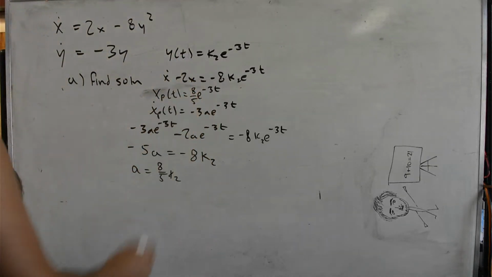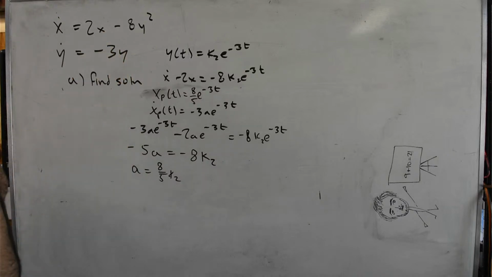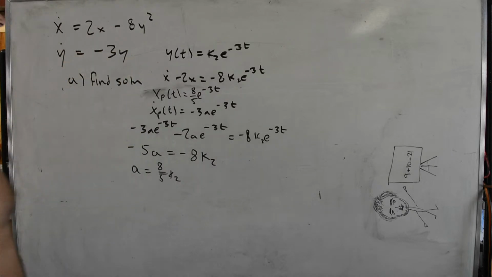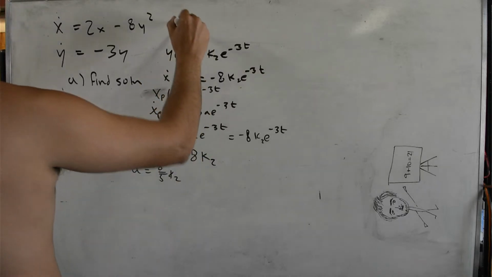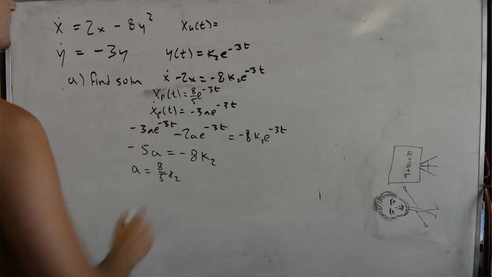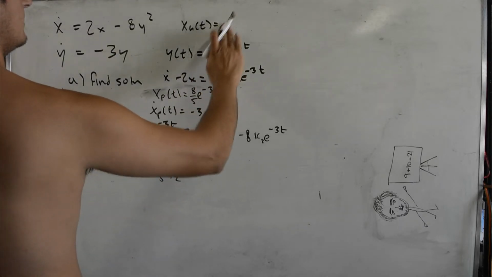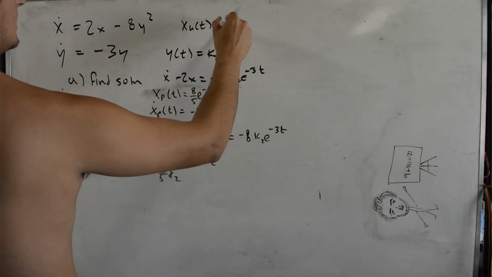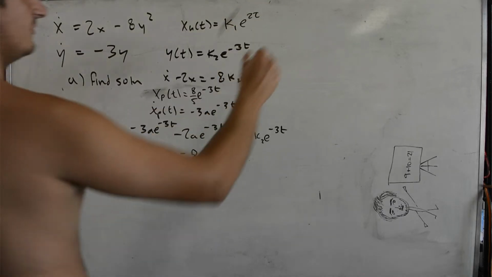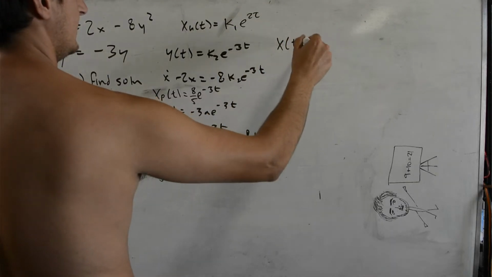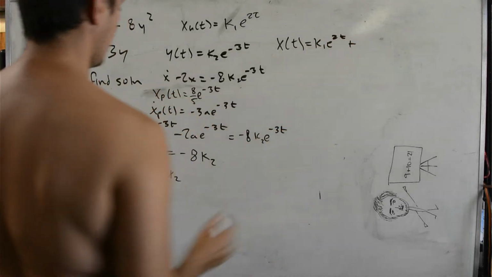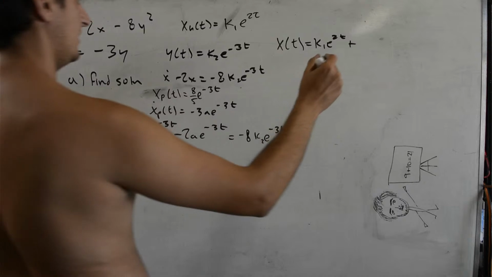Okay, so to find the general solution of this equation, you only take the homogeneous part. You remove the affine part. So then we're going to get xh of t is equal to k1 e to the 2t. Now our full solution is going to be x of t is equal to k1 e to the 2t plus our particular solution.